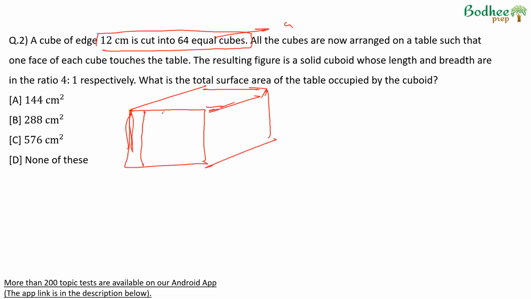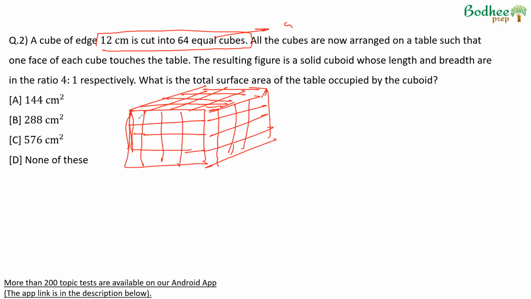As you see, 1, 2, 3, 4, 1, 2, 3, 4, 16. And there'll be 16 layers like this, therefore 64. That is how we get 64 cubes. The overall length was 12 centimeters. So the length of each of these smaller cubes will be 3 centimeters.